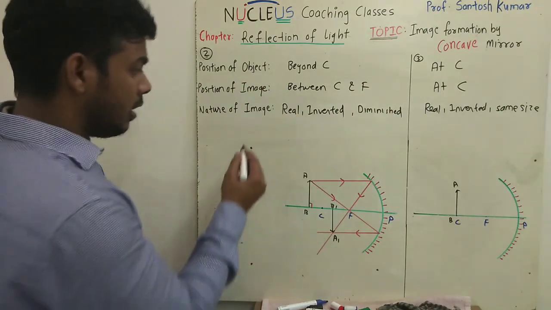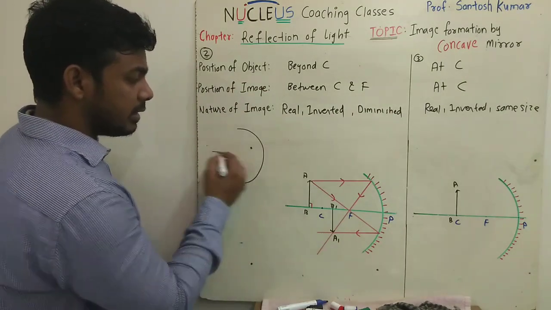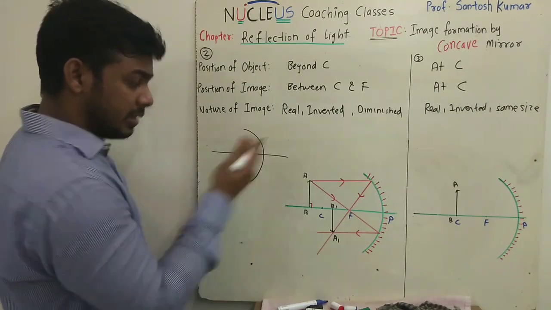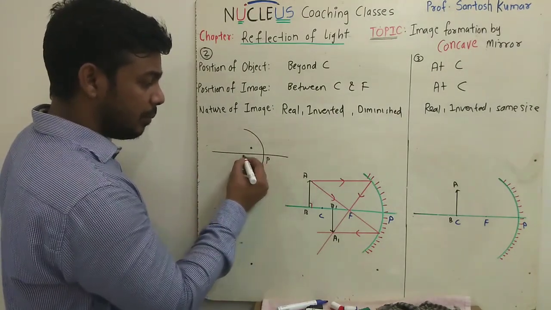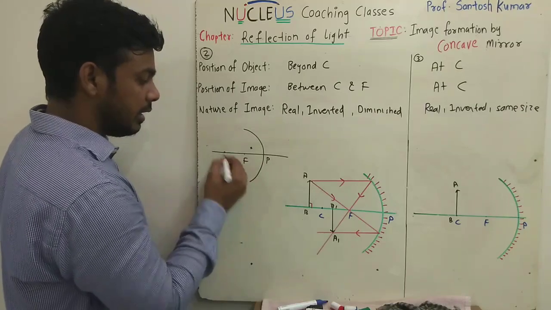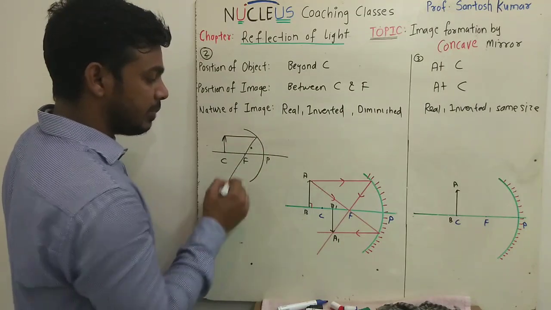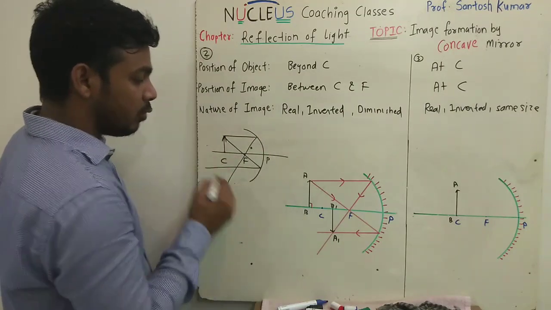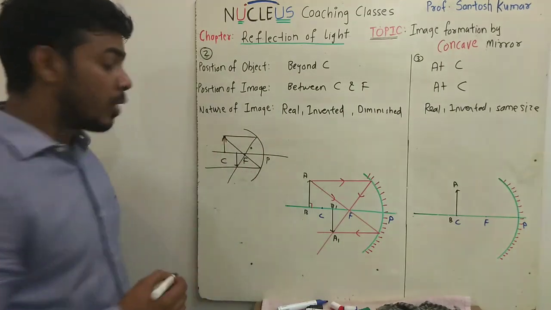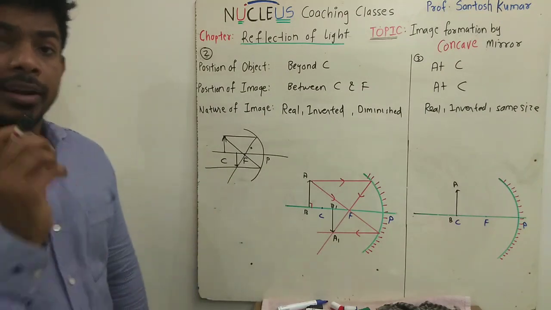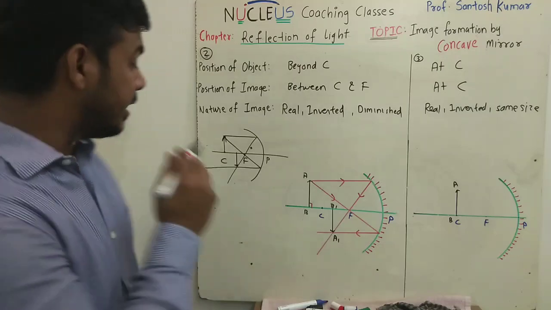I will give you a rough diagram. See, this is the mirror I have talked about. I am not taking any actual construction, this is just a rough diagram. P, F, C. I have taken an object and the ray traveling parallel to the principal axis passing through F. What you have seen is that the image is located between C and F, but in fact this is wrong. As I said, even due to a fractional error, you might not get the image at C.